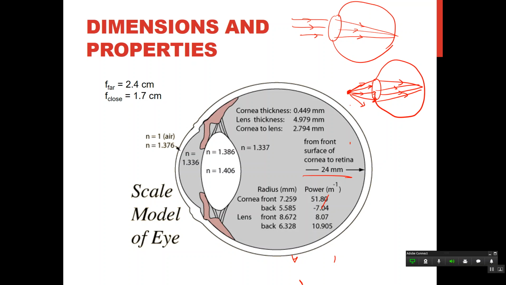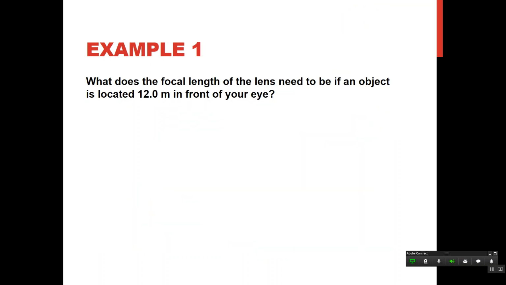So the question says, what does the focal length of your lens need to be if an object is located 12 meters in front of your eyes? So 12 meters is relatively far, let's say, and we want to find out what our focal length needs to be. Think about this. I'll give you 2 minutes to think about it, then we'll talk about it together. Try to problem solve this question, because I only gave you this information, and I'm expecting you to tell me something about it. So think about it.